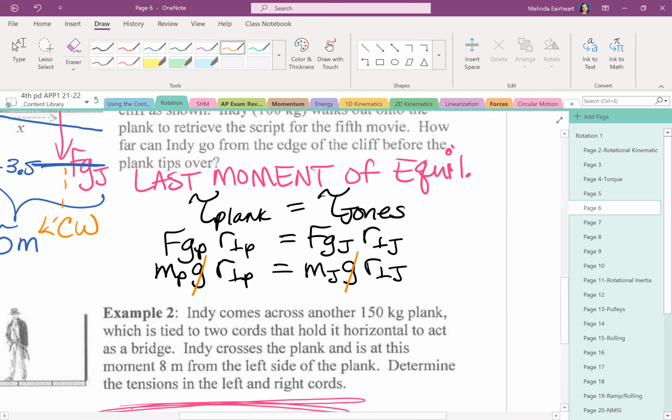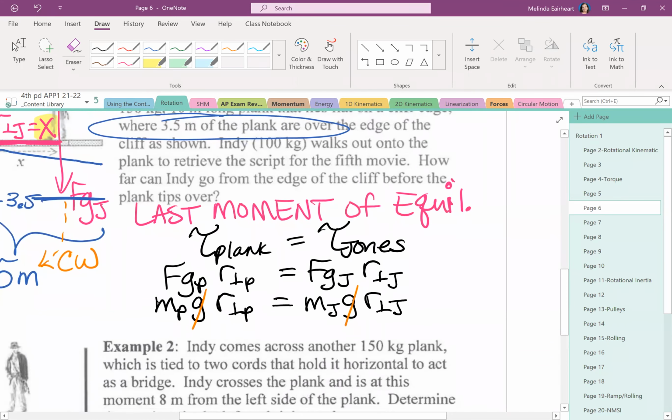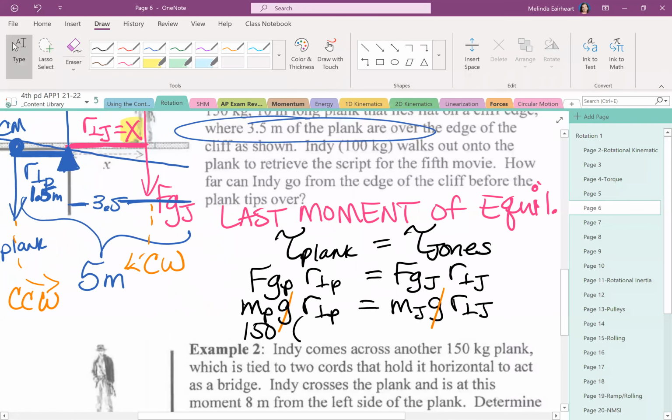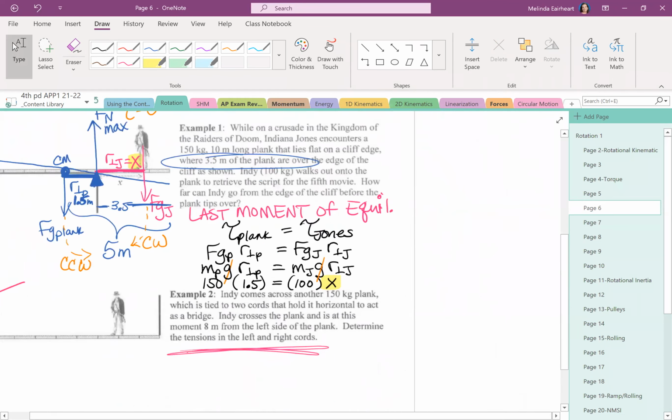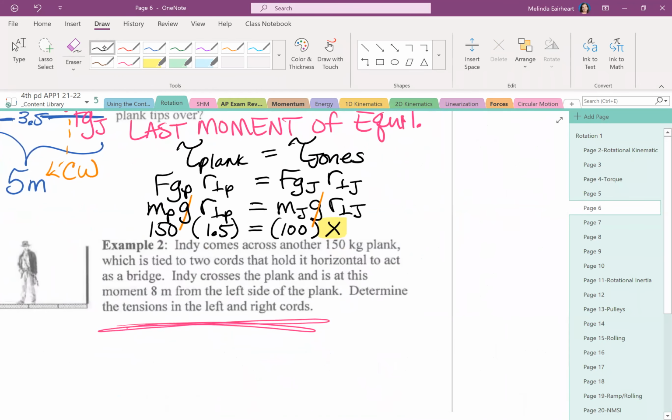We're not trying to isolate or solve for a force. And so we can do that. You don't have to. And so plug in what we do know. Mass of the Planck, they said, is 150, times the lever arm, we said, was 1.5. Mass of Jones in the prompt said he was 100. And then the lever arm of Jones, we said, is really the X that they're trying to get us to solve for. And so, work it out. What do we get?